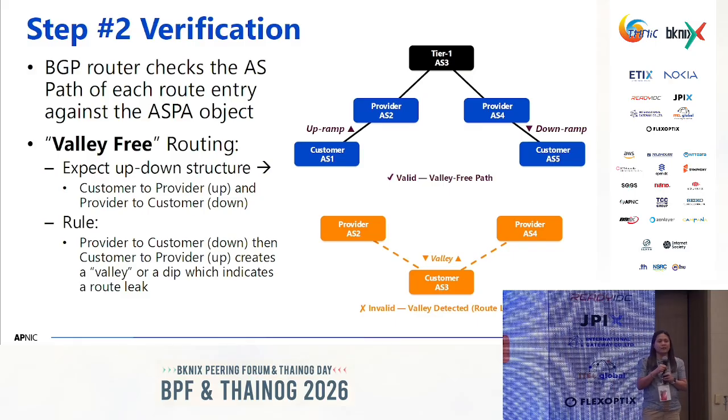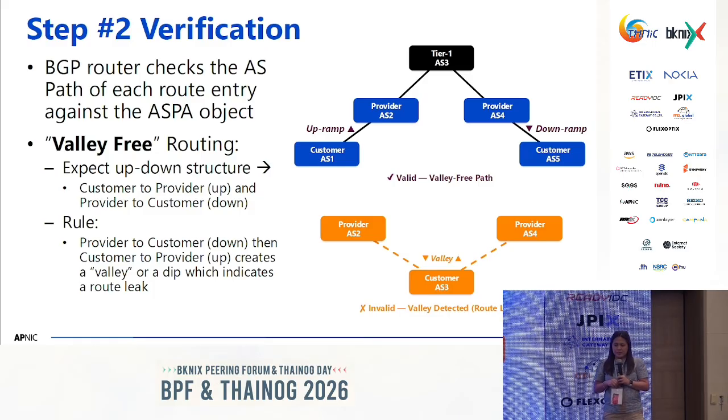The next step in the ASPA process is the verification. In this step, a BGP router that is implementing RPKI will be able to check the AS path of each route entry against the ASPA object itself. It uses the same RPKI infrastructure. You have a validator that fetches the information from the repositories and then pushes that information into your routers using the RTR protocol. The core principle that we're trying to implement here is what we call valley-free routing.